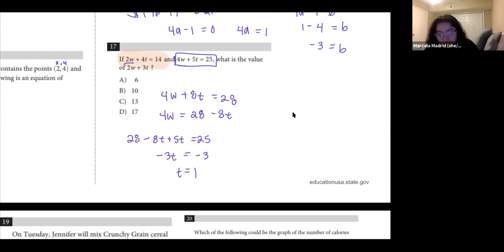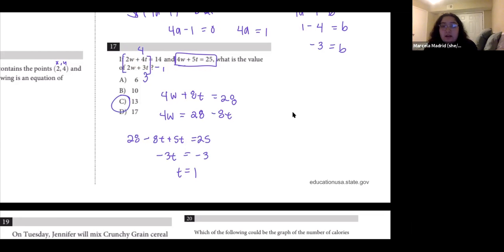If you notice that T equals 1 and you have essentially very similar answer choices, you have 2W. 2W is not going to change, but you have 4T and 3T. Since T is equal to 1, it's essentially 4 and 3. So all you really have to do to solve this one is 14 minus 1, which is going to be 13, which is C. So that's how I would do that one.